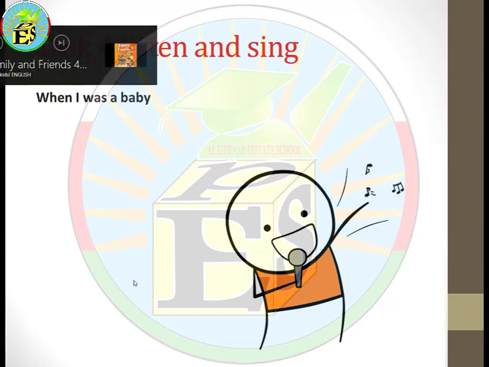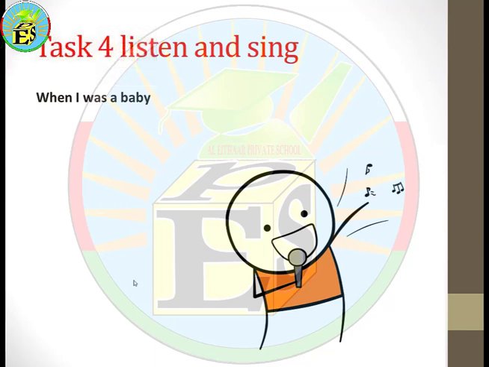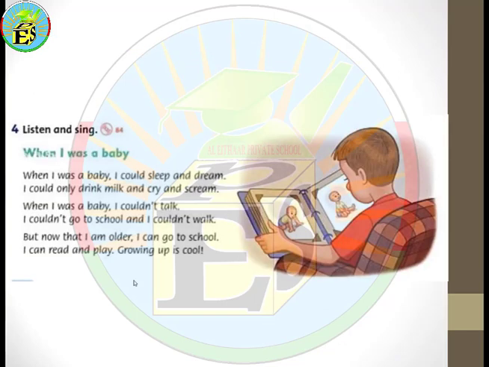When I was a baby. When I was a baby, I could sleep and dream. I could only drink milk and cry and scream. When I was a baby, I couldn't talk. I couldn't go to school and I couldn't walk. But now that I am older, I can go to school. I can read and play. Growing up is cool.